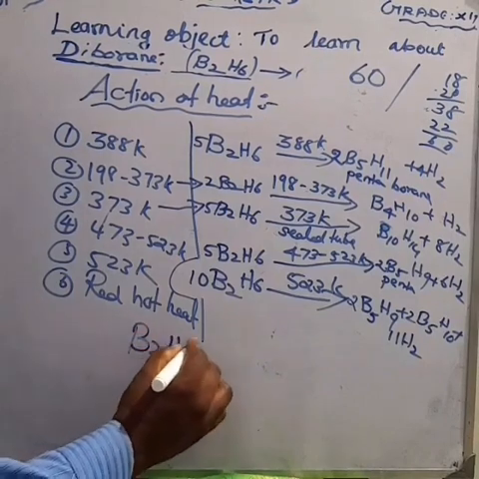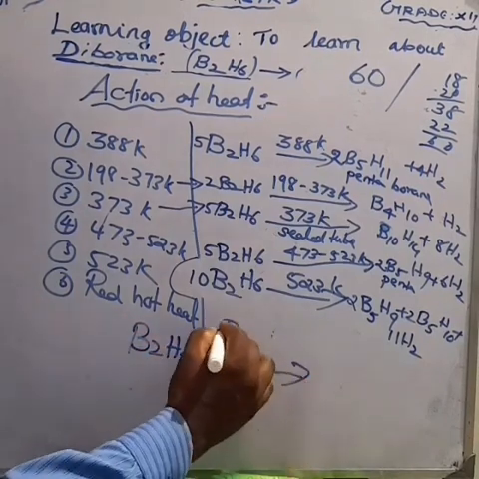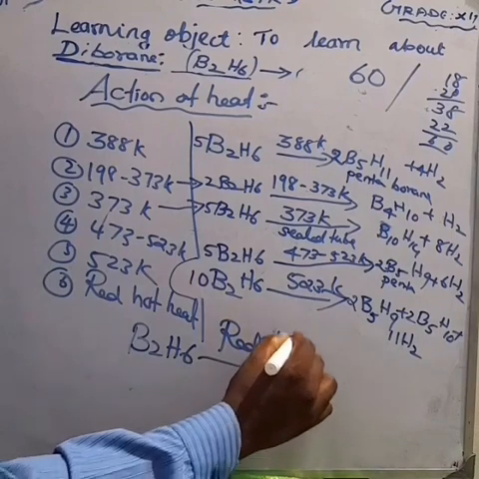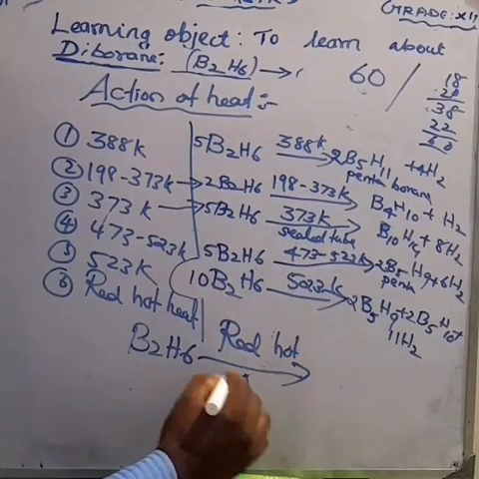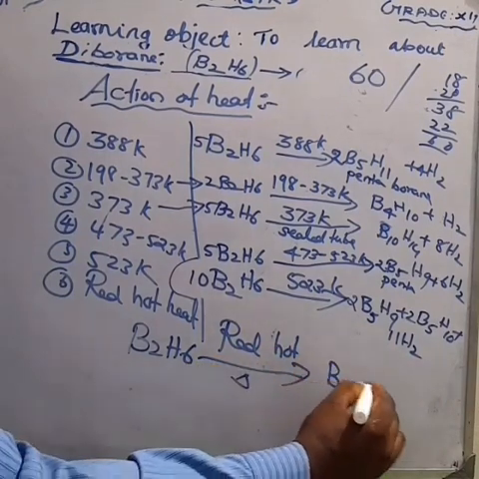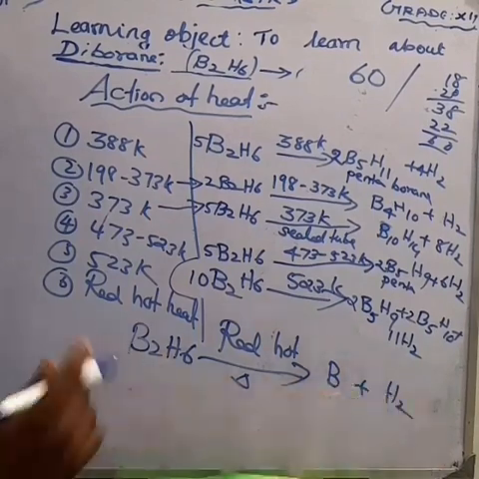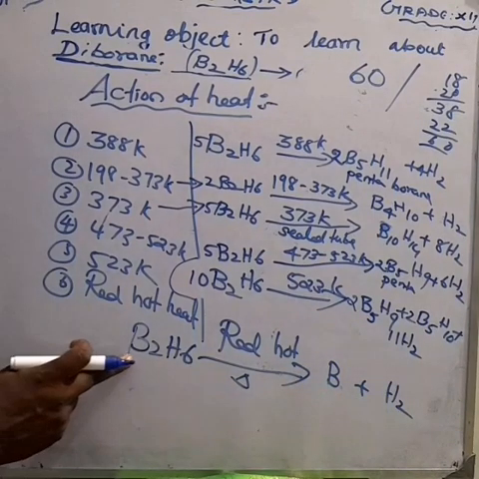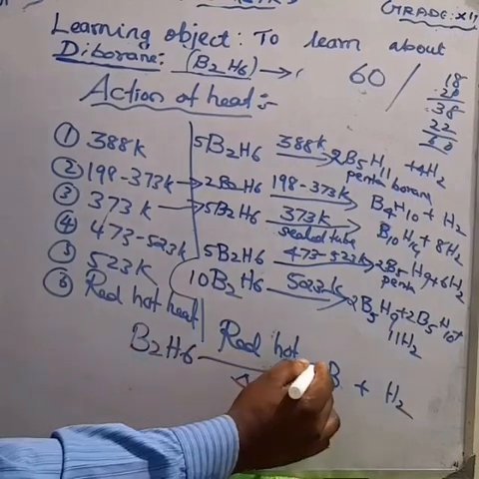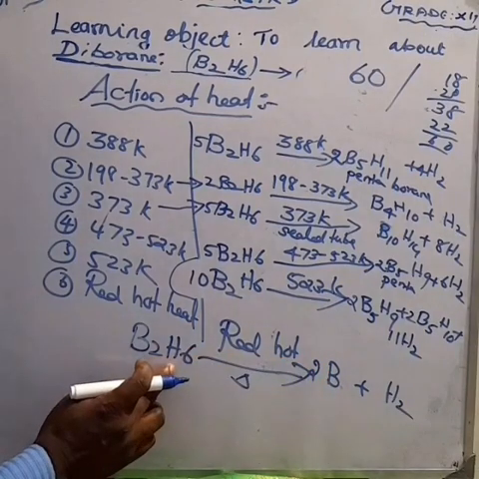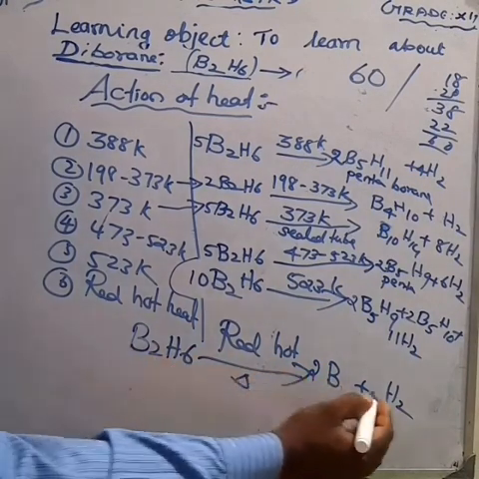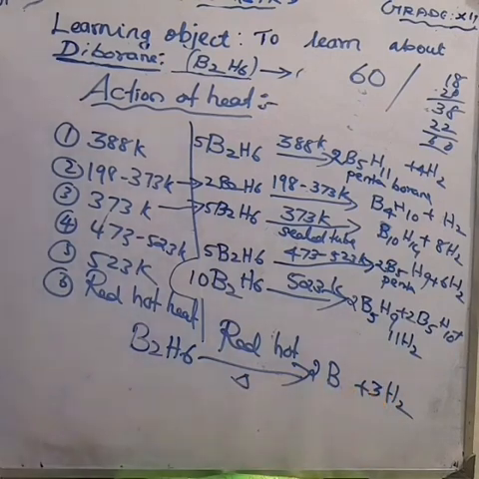Diborane, B2H6, undergoes red hot heat. We get boron plus hydrogen. Okay, how can you balance the equation? The reactant side has 2 boron, so make it 2 boron on the product side, and also 3 hydrogen. Now the reaction is balanced.